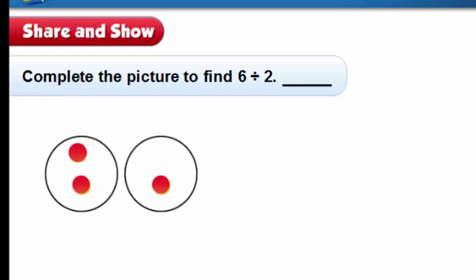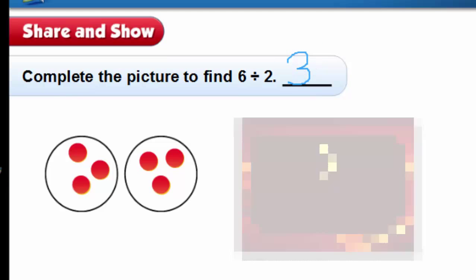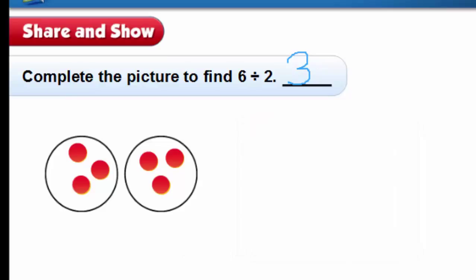3, 4, 5, 6. 6 counters divided by 2 equals what? Awesome, 3. There are 3 in each group.